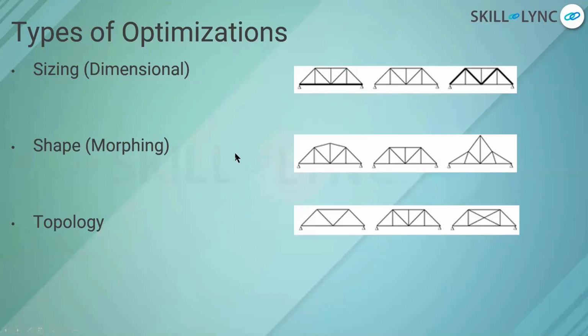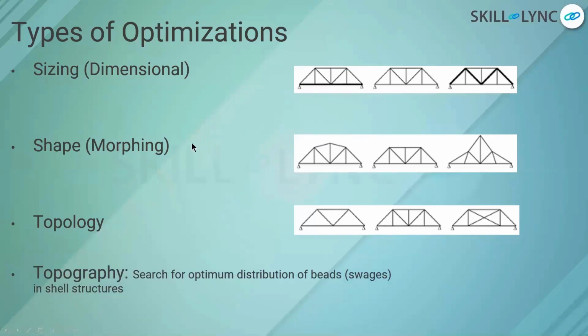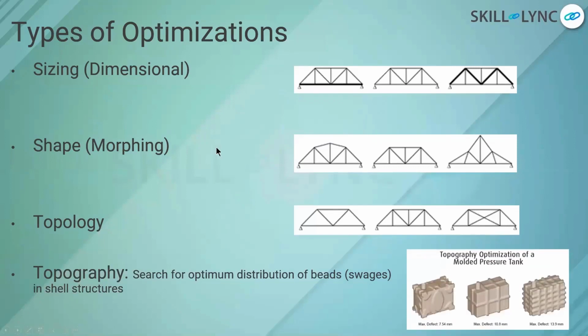In various commercial finite element analysis tools, generally there is another optimization approach that is mentioned, which is called topography optimization. What it does is it searches for an optimum distribution of beads. That means you can say the stiffeners or swages in shell structures. So this is called topography optimization.